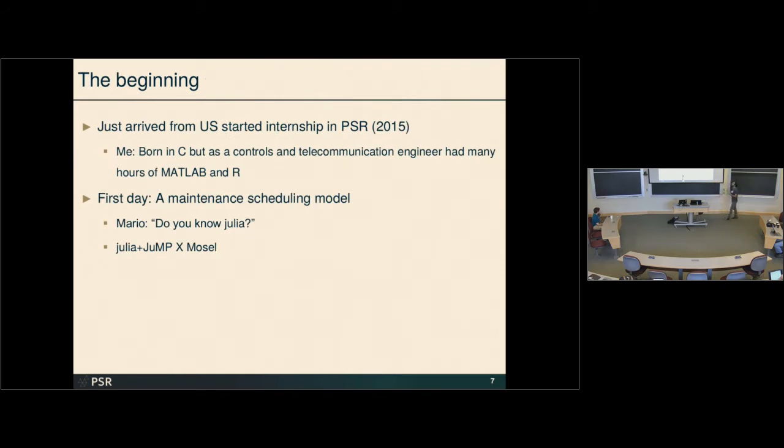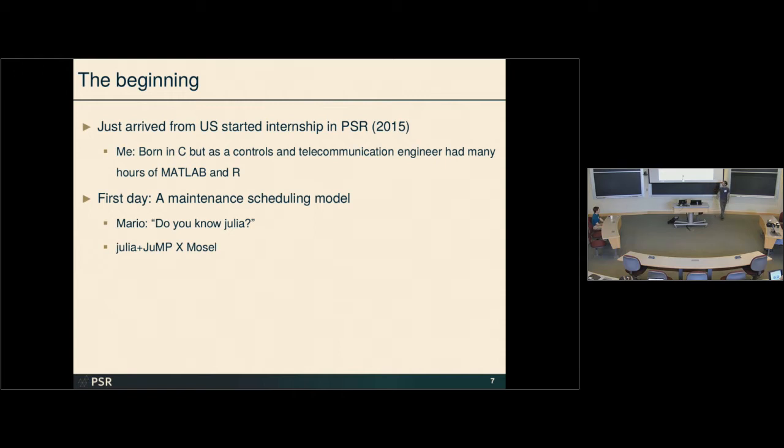Okay, so how did I start? In 2015, I arrived in PSR, and before that, I learned to program in C, but as a controls and telecommunications engineer, I had hundreds of thousands of hours working in MATLAB and R. So the day I arrived at PSR, Mario, who is my boss over there, said, "Oh, so do you know about Julia?" And unfortunately I said, "No, I don't." So he was a really big enthusiast of the language, and he showed me everything. And then I came to love it also, and it brought me here today.